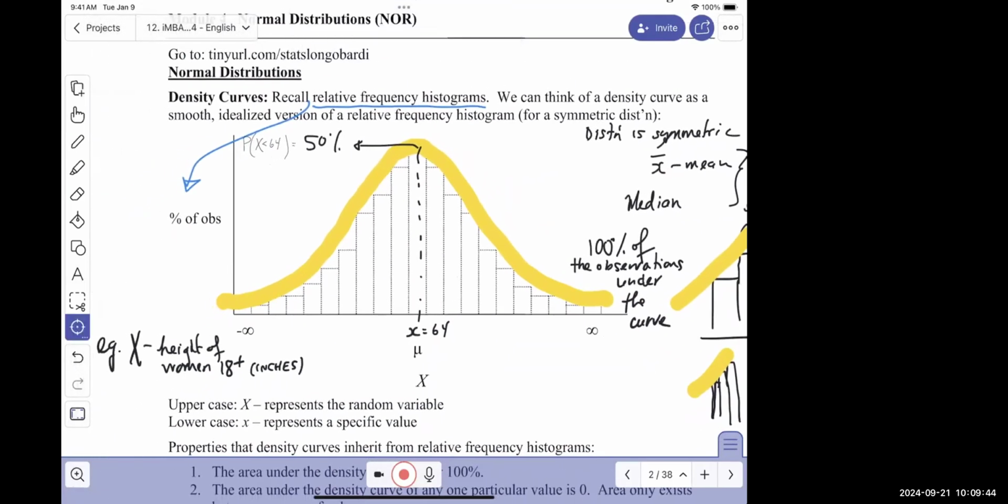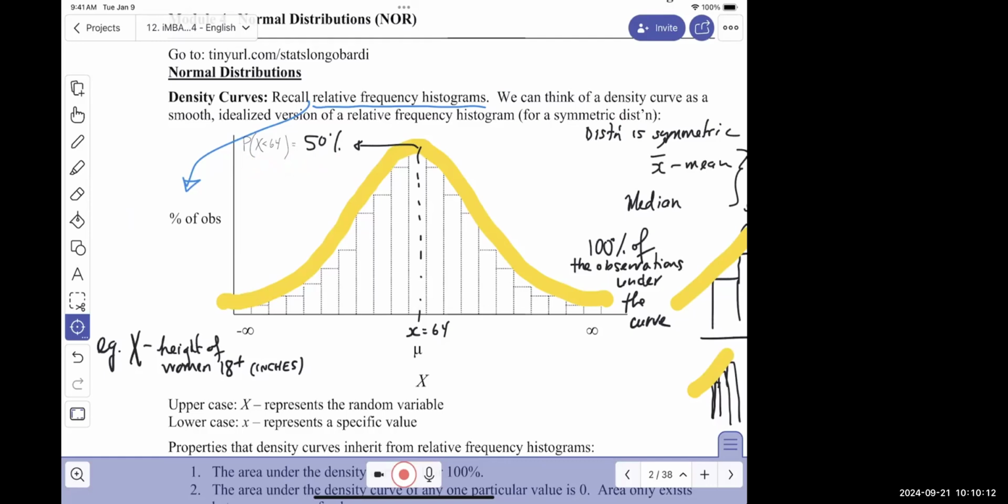So this is how I express that for the variable x. In other words, you can read this as, the height of women less than 64 inches is equal to 50%.